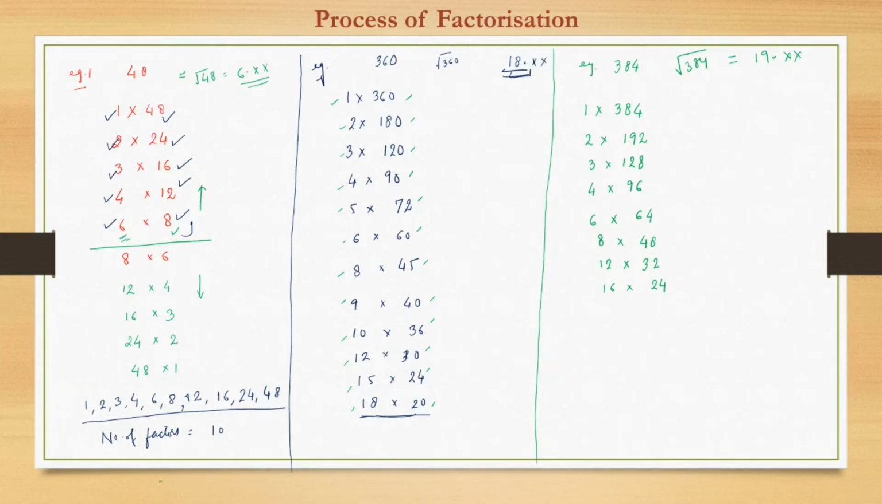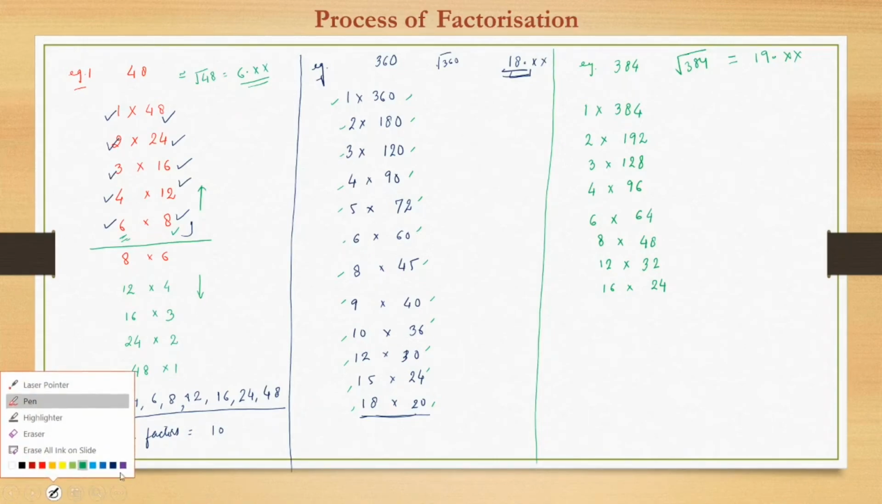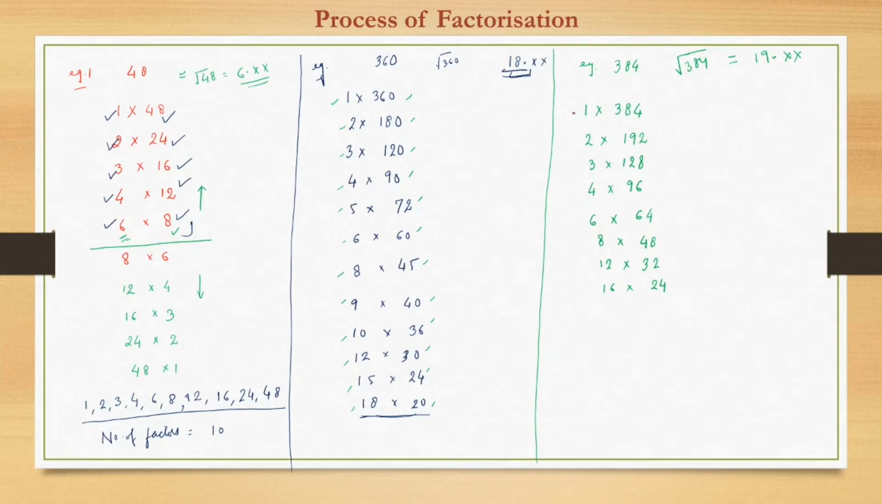So what are all the factors of 384? 1, 2, 3, 4, 6, 8, 12, 16, 24, 32, 48, 64, 96, 128, 192, 384. So these are the factors of 384. Now after having learned this, we will move deeper into the process of factorization and prime factorization, how to calculate.